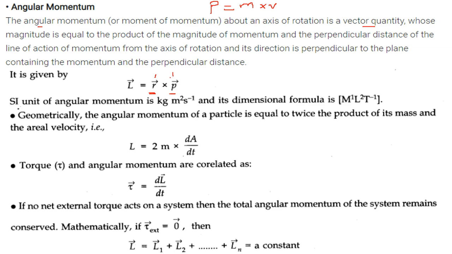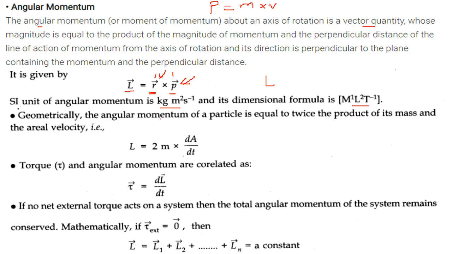So this L here, angular momentum, we represent by L. This is the momentum, proper momentum, and this is the distance vector, which is the perpendicular distance from the axis. The SI unit of angular momentum is kg meter square per second. Dimensional formula: M^1 L^2 T^-1.